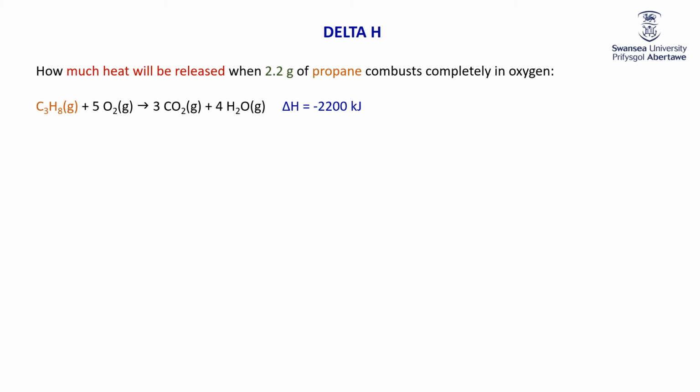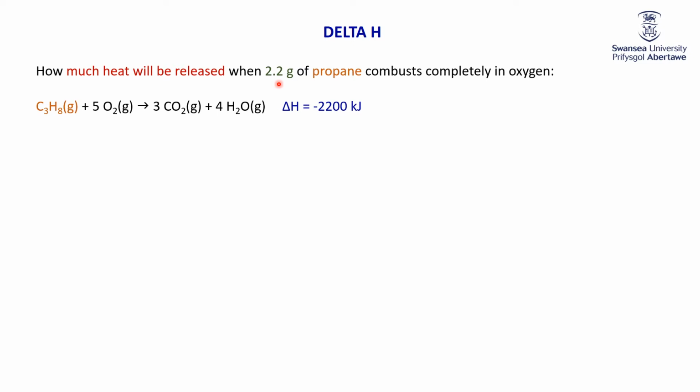So what's that telling you? When 1 mole of C3H8 combusts, the heat change is minus 2,200 kilojoules. Should I react 5 moles of oxygen, the heat change would be minus 2,200 kilojoules. Every time 3 moles of CO2 are made, the heat change is minus 2,200 kilojoules. And considering separately, if 4 moles of H2O are made, then the heat change is minus 2,200 kilojoules. Okay, so that is what this equation is telling us. It's telling us about the heat change for 1 mole of propane.